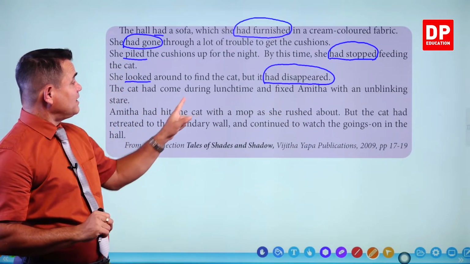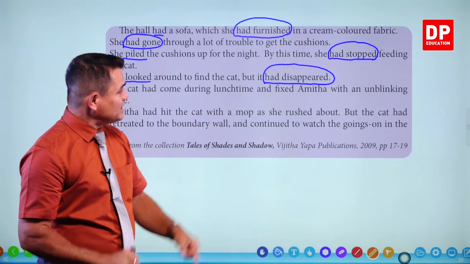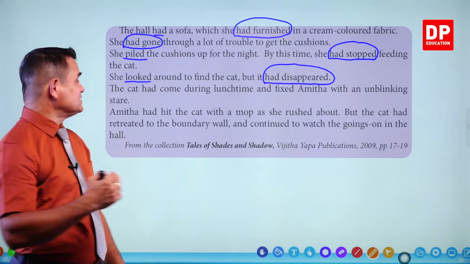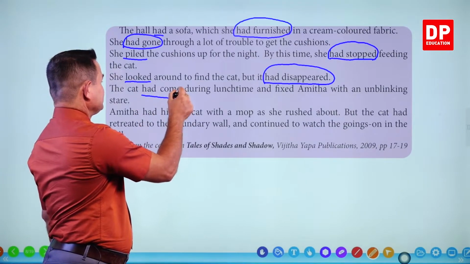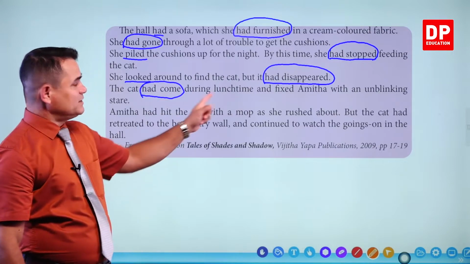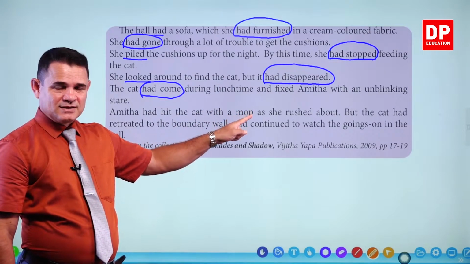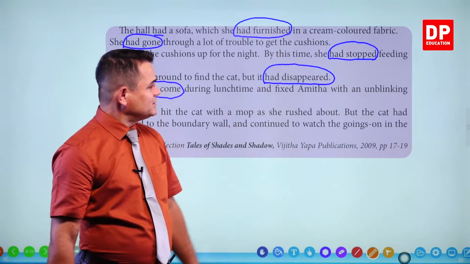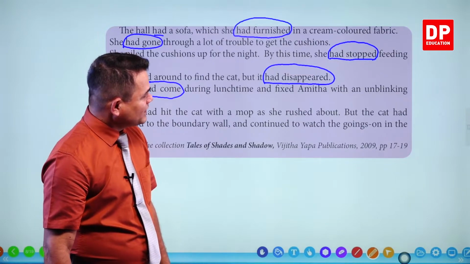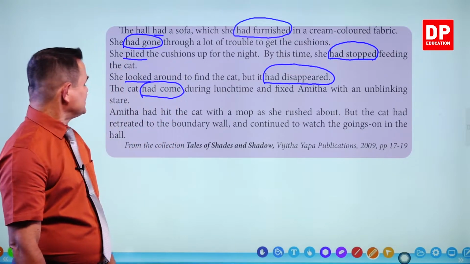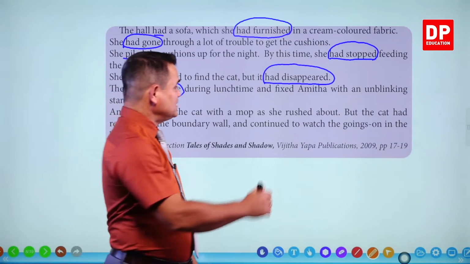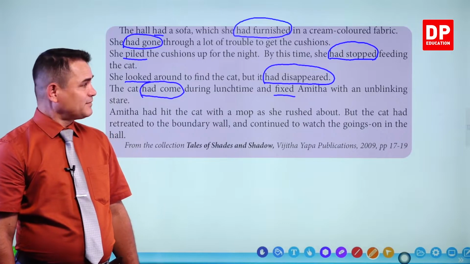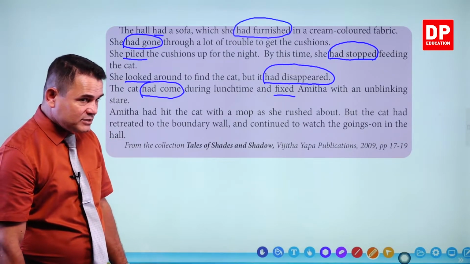The cat had come during the lunch time. The cat had come, once again past perfect. During the lunch time. And fixed Amita with an unblinking stare. Another one, fixed, simple past tense. Unblinking stare. Stare means look.